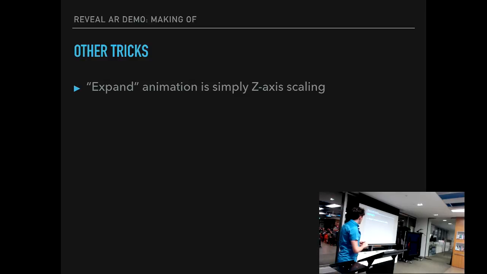There were some other tricks. The expand animation on the snapshot is simply a z-axis scale, because everything in a Reveal snapshot is just planes, basically. We can just z-scale things.